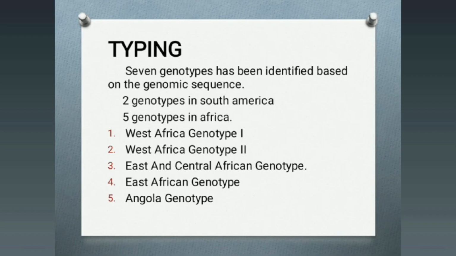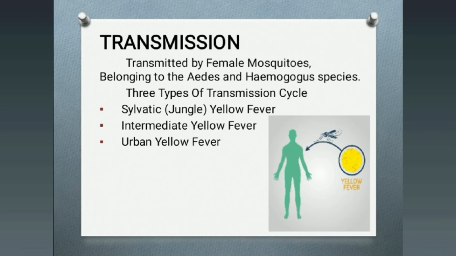Typing. Yellow fever virus has 7 genotypes identified based on genomic sequence. 2 genotypes are identified in South America and 5 genotypes in Africa. The 5 African genotypes are: first, West African genotype 1. Second, West African genotype 2. Third, East and Central African genotype. Fourth, East African genotype. Fifth, Angola genotype.